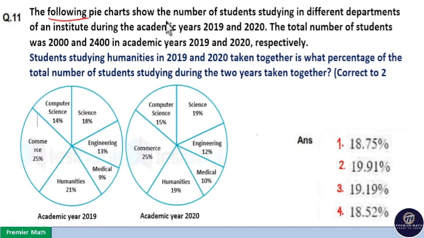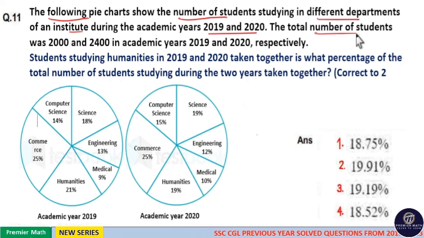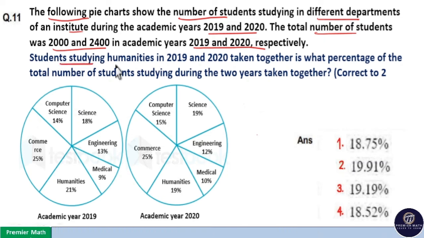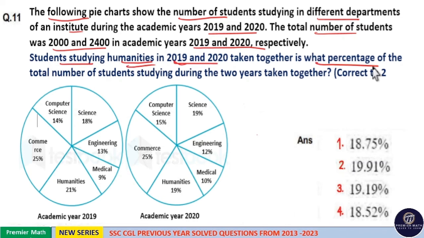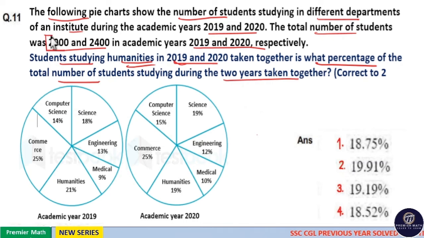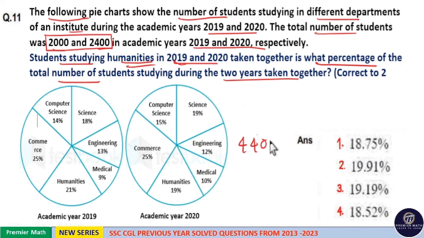The following pie chart shows the number of students studying in different departments of an institute during academic years 2019 and 20. Total number of students was 2000 and 2400 in academic years 2019 and 20 respectively. Students studying humanities in 2019 and 20 taken together are what percentage of the total number of students studying during the 2 years taken together? Here in 2 years, that is in 19 and 20, the total number of students was 2000 plus 2400, that is total 4400.